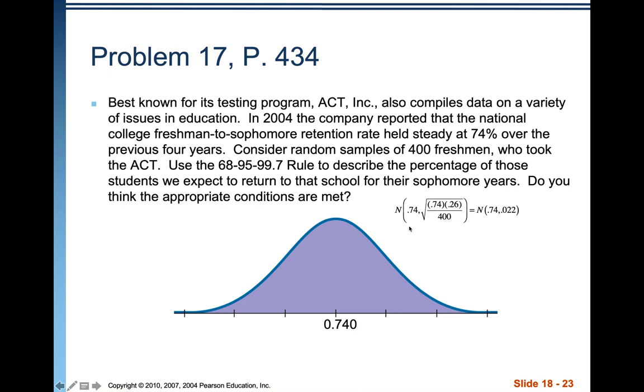Now we need to figure out the standard deviation. So the square root of 0.74 times 0.26. Where did we get 0.26? 1 minus 0.74, over 400. And rounding to 3 decimal places, that gives us 0.022. So we're going to subtract 0.022 from 0.740. Then we're going to come back and add it to 0.740. And we're going to keep moving out in standard deviation units. And here we have our distribution.